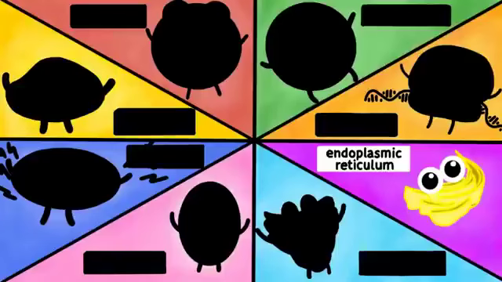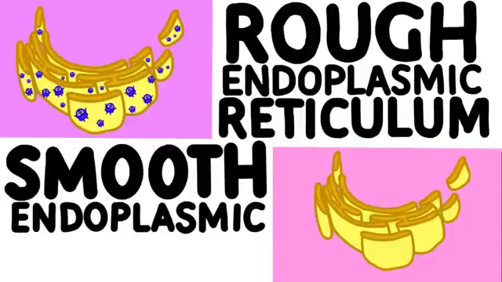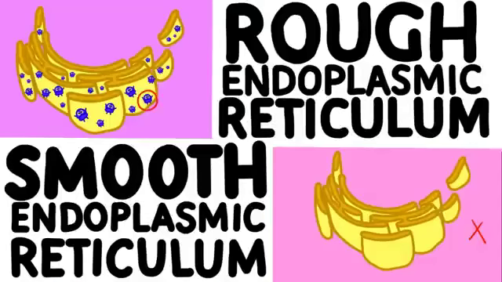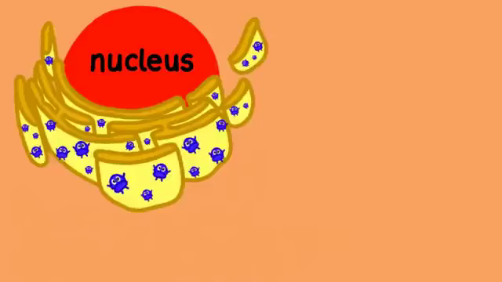Speaking of the endoplasmic reticulum, that's the organelle we're going to be discussing next. There are 2 types of endoplasmic reticulum: rough ER and smooth ER. The rough endoplasmic reticulum is the one that has ribosomes bound to it, giving it a look of a rough texture. The rough ER is continuous with the nuclear membrane.